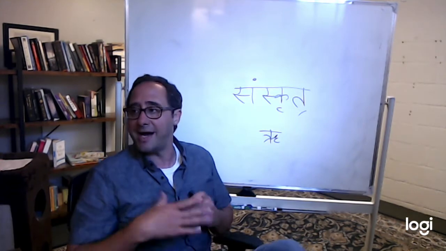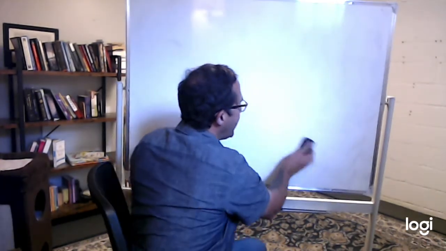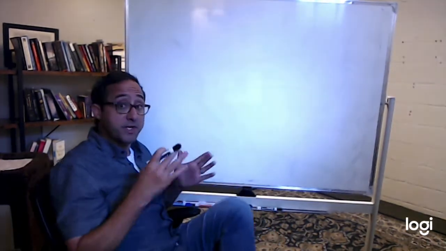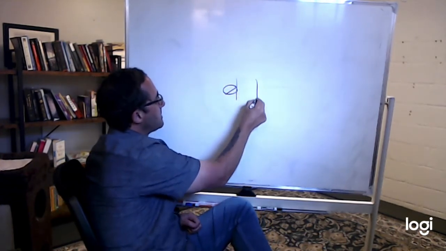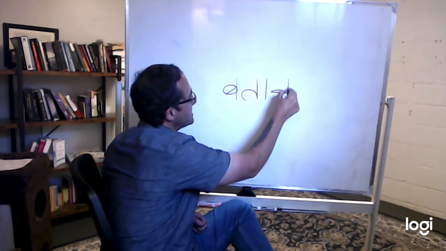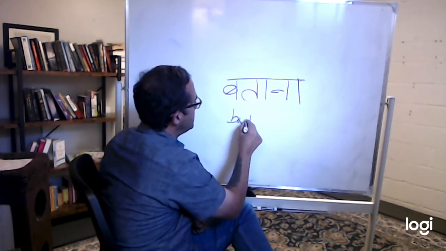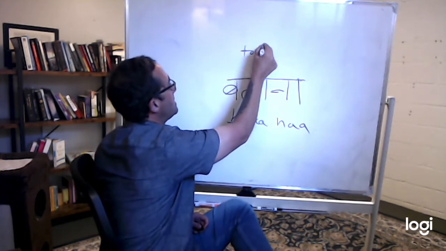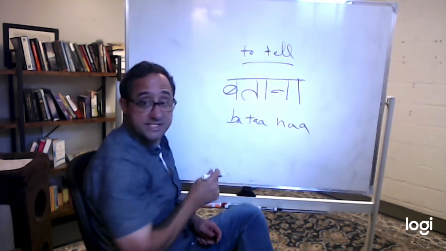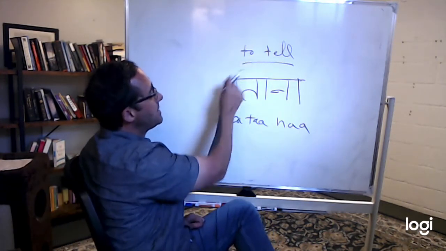So anyways, I wanted to go over a couple of these before. Oh, one more thing. I said there were no diphthongs, right? We talked about this a little bit before. Here is the word batana. Okay, batana. Ba-ta-na. It means to tell. To tell someone, okay? This is a verb.